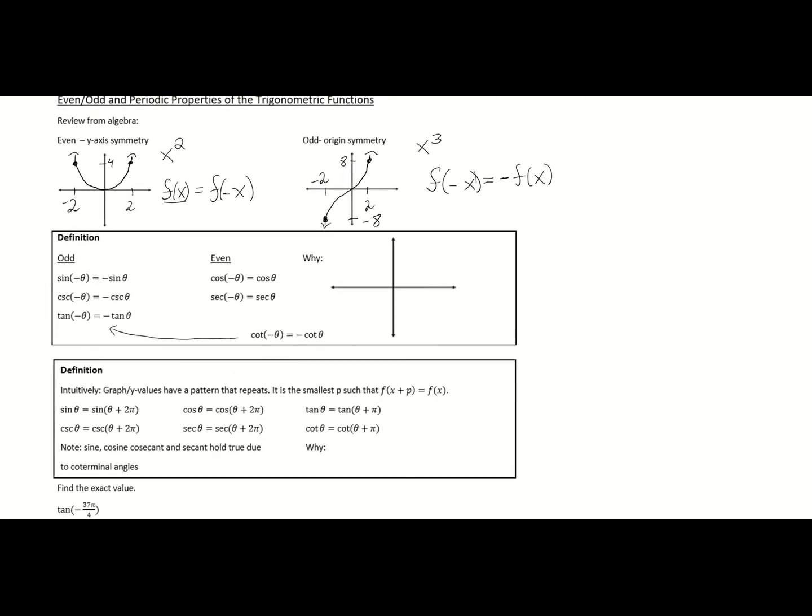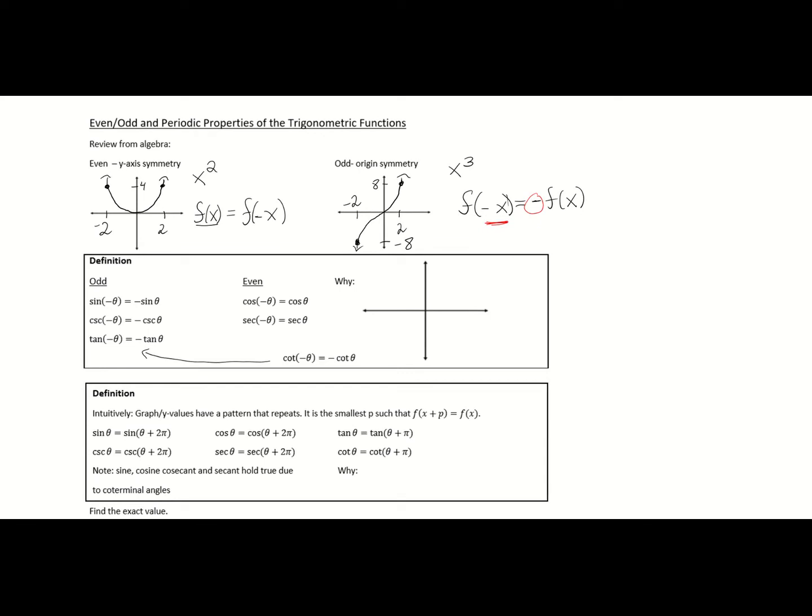So what does that mean? Well, remember that if we look up here, odd means that when we put in the negative version of the x, we get back the negative f of x. So visually here, it looks like the negative is being put to the front. It's not really what's happening, but if that helps you understand algebraically what's happening. So we have the sine of negative theta will be negative sine of theta. The cosecant of negative theta will be negative cosecant theta. The tangent of negative theta will be negative tangent of theta. And the cotangent of negative theta will be negative cotangent of theta.